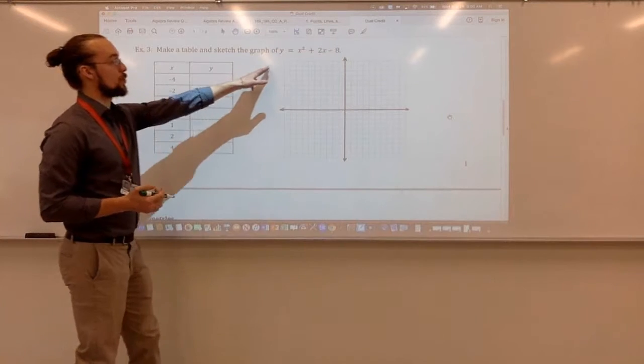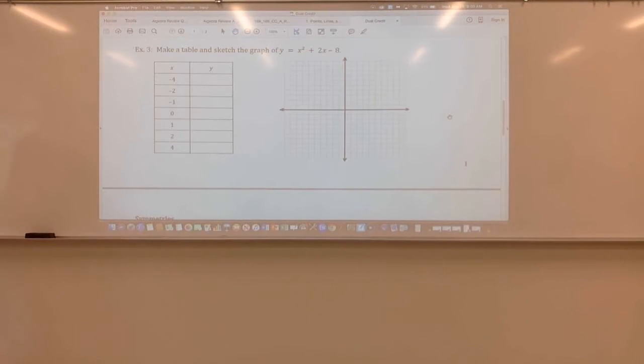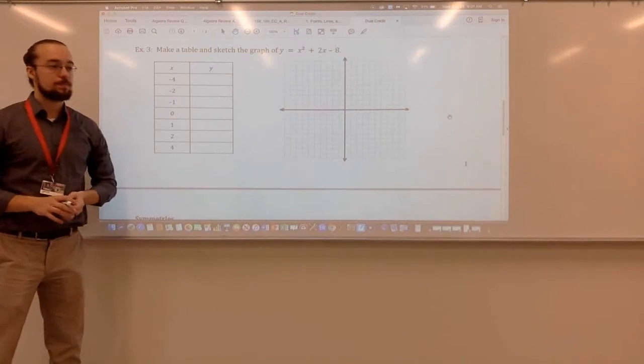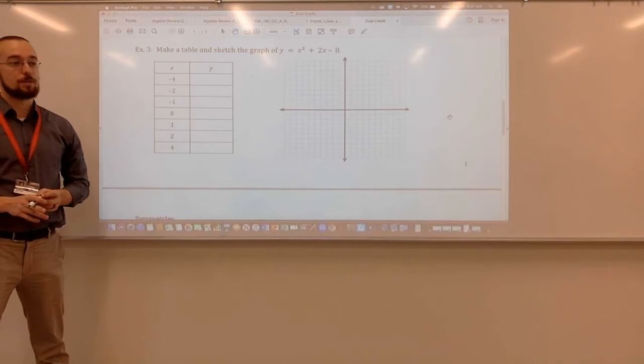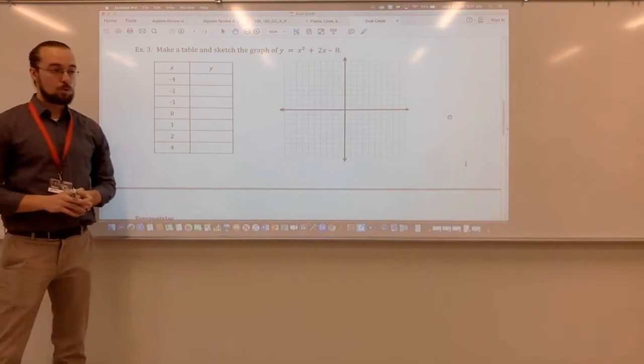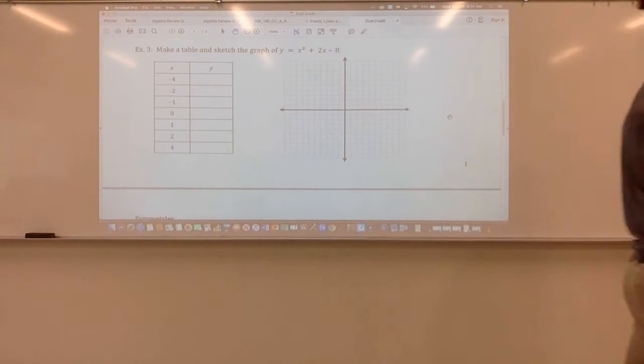We're going to sketch out the graph of x squared plus 2x minus 8 using a table. So I need to fill in the y values. How do I do that? Plug in the x values. On the calculator, we can make a specific number set for x. You can type x, then store, the STO button down at the bottom.